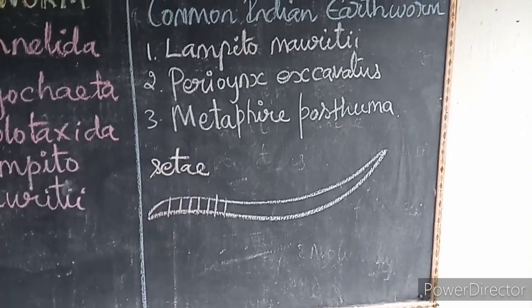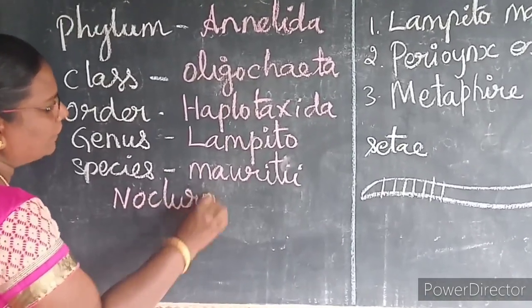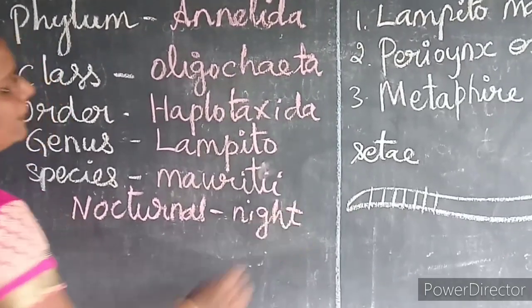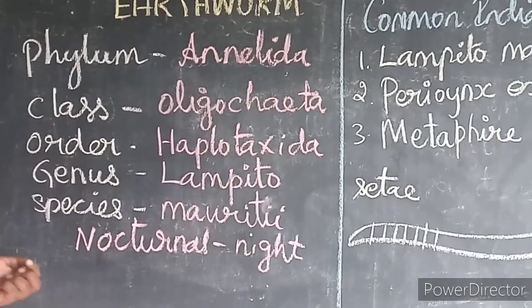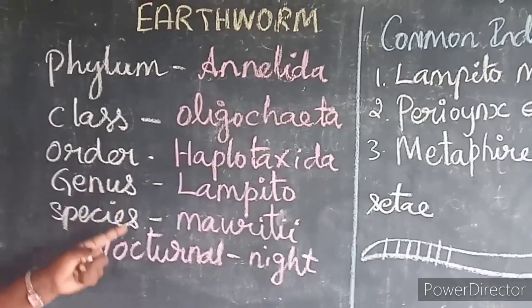Then this earthworm is nocturnal. Nocturnal means they are active during the night time. During the day, it burrows in the soil. Then it is long, cylindrical and has a segmented body.